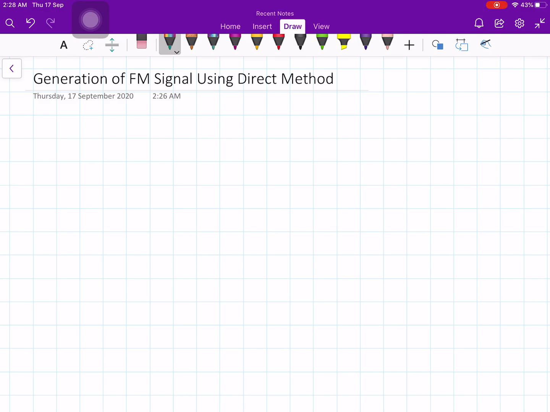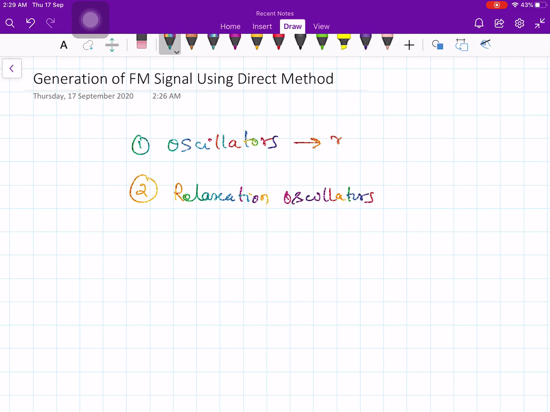In this lecture, let us talk about the FM signal generation using the direct method. As I mentioned, the direct method can be based on either oscillators or relaxation oscillators. Recall this. So when I say oscillators, I mean resonant oscillators.